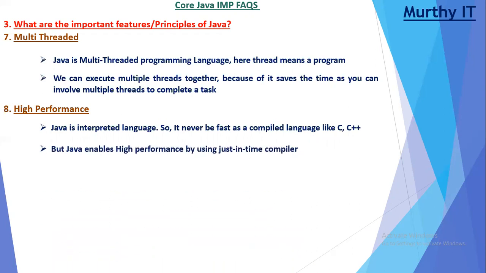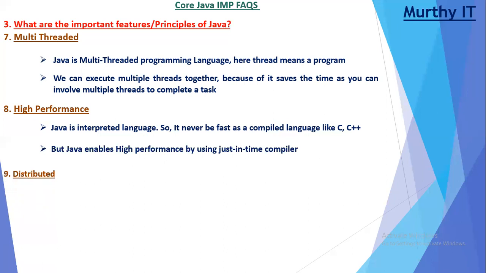But here Java enables high performance by using the just-in-time compiler. The just-in-time compiler increases the execution speed of the Java program while executing. The just-in-time compiler exists in the JVM. While executing our program, it increases the speed of our Java program execution. That's why Java is high performance.